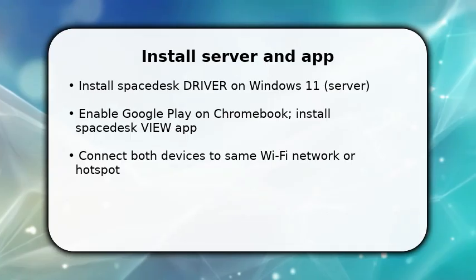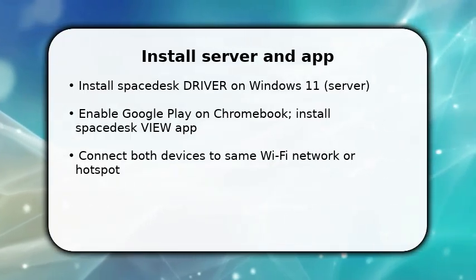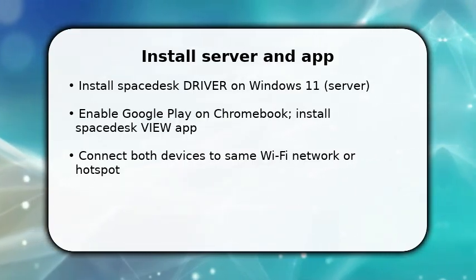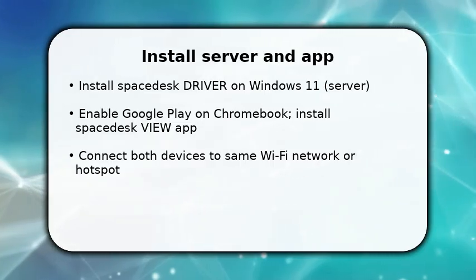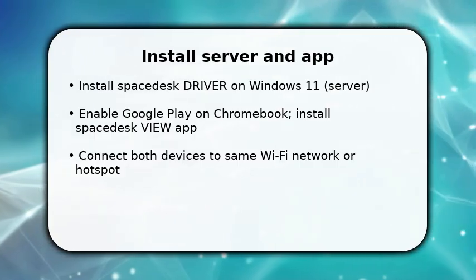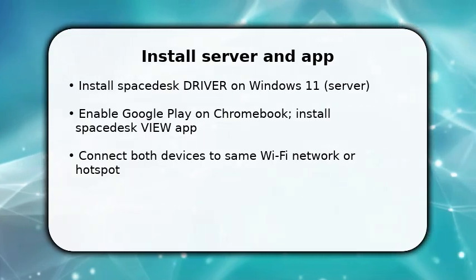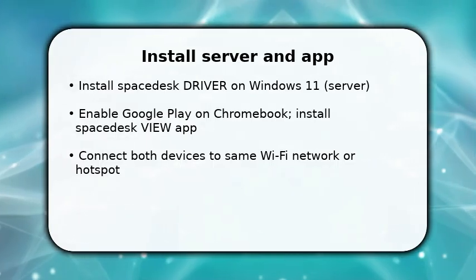You begin by installing the Space Desk server on your Windows 11 PC. This creates the virtual display windows we'll share. Once done, open the Chromebook's Google Play Store and install the Space Desk View app so it can receive the stream. Make sure both devices are on the same local Wi-Fi or use your phone as a hotspot for isolation. Also, allow the Space Desk service through your Windows firewall so the Chromebook can discover the PC immediately.